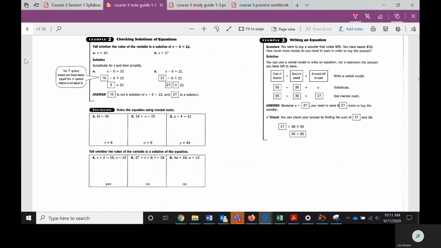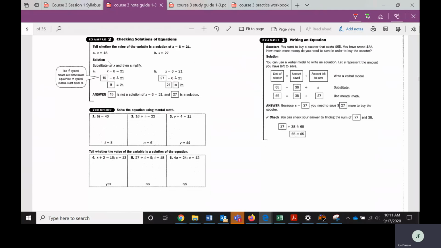Turn the page. Next type of problem is checking solutions. So they're going to give you a formula or an equation, and they're going to give you a value for x, and they're going to say, is that a solution? So it's a yes or no. Is it a solution? So here for this equation, they're going to say x equals 15. They want to know, is that a solution?